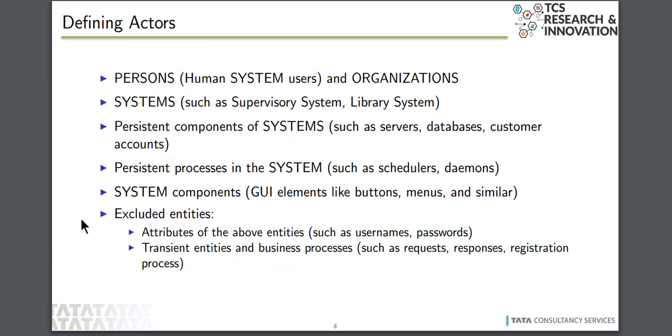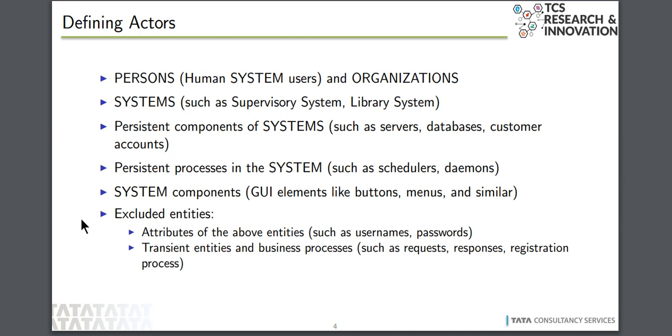We say that they are basically persons or human users that interact with a system, and organizations if they are mentioned anywhere in the use case. Then the actual systems such as a supervisory system or library system are also actors. We also say that persistent components of systems such as servers, databases, or customer accounts are also actors. Similarly, persistent processes in the system are also actors, such as schedulers or daemons. Then system components such as buttons, menus, or GUI elements, as we know them, are also actors.